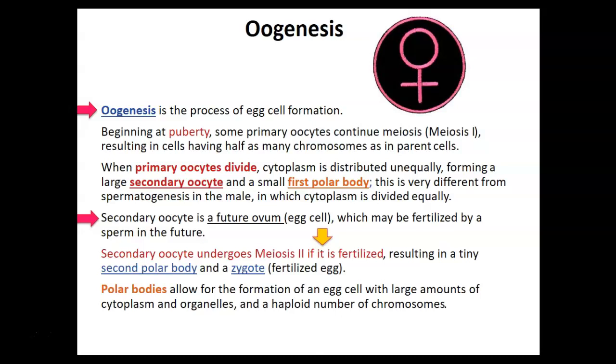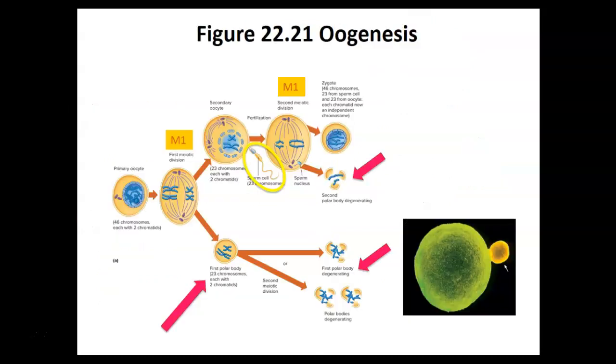So think about this. How many kids do you have? How many kids does your mom have? That is the number of secondary oocytes that actually continued on and underwent meiosis 2. I have 1 son. I have only had 1 secondary oocyte actually complete and go through meiosis 2. So this is upon fertilization. If there is a zygote, that is when meiosis 2 picks up. We'll talk about this a little bit more as we continue on.